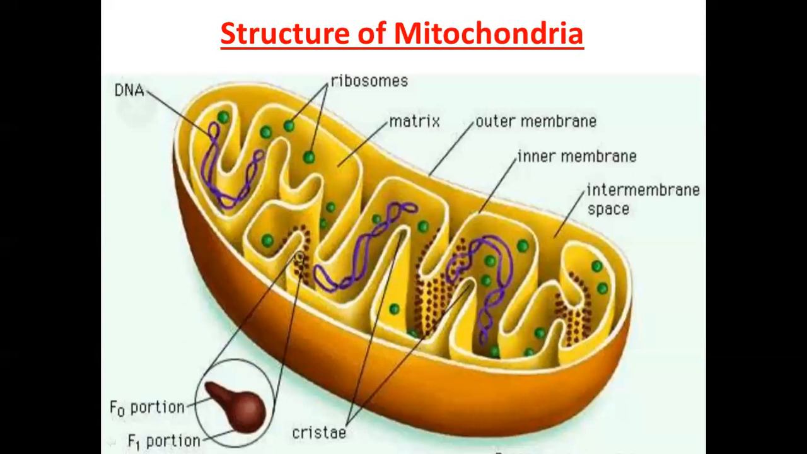The two membranes of each mitochondrion are separated by a narrow space called the intermembrane space, which is present in between the outer and inner membrane. It contains a clear homogeneous fluid. The space between the cristae is called the inner chamber. Clear? The space which is present inside the cristae, this space is known as the inner chamber.